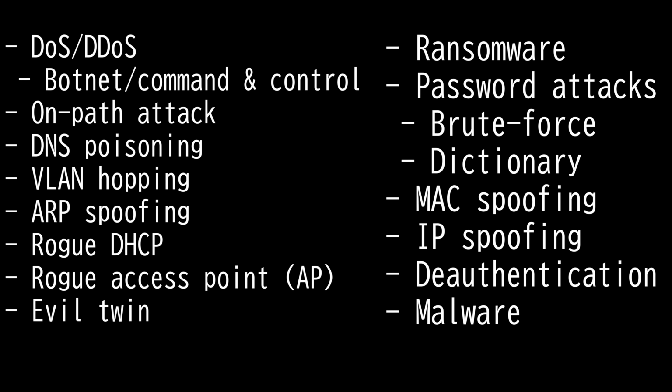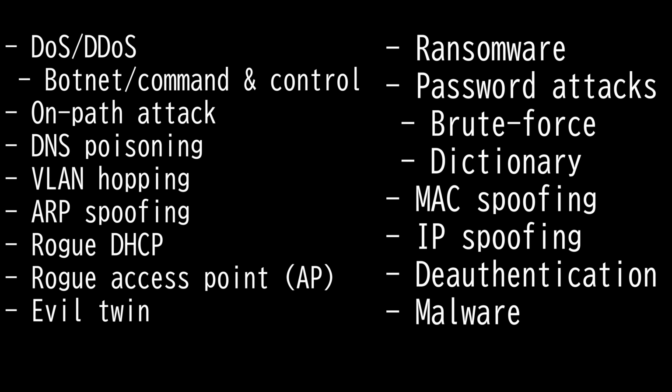Then we have an on-path attack. This is previously known as man in the middle. An on-path attack has an attacker that sits in between two stations and is able to intercept and in some cases change the information that's being sent interactively across the network. This type of attack can occur without anyone knowing that someone is sitting in the middle of the conversation.